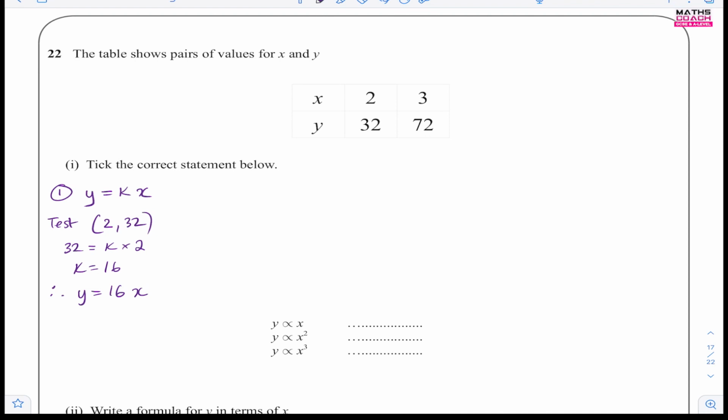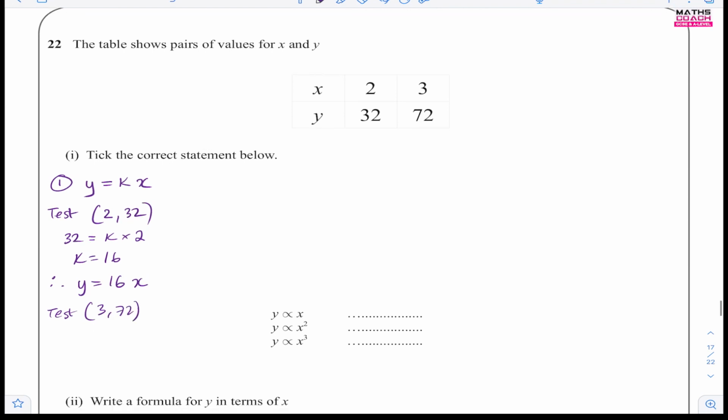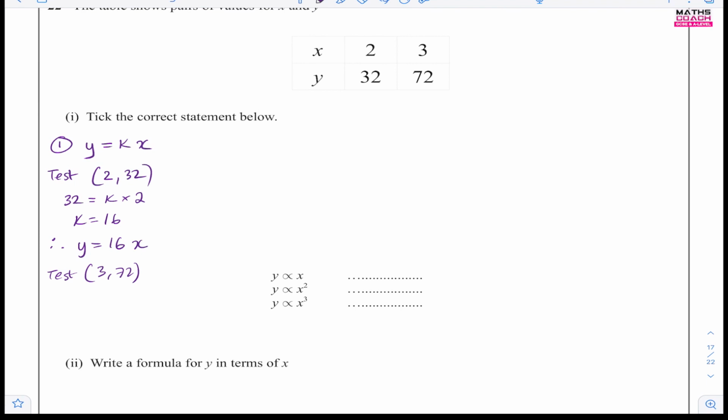Now I'm going to use that to test the second coordinate, which is when x is 3 and y is 72. So therefore, I'm going to test this using 3 and 72. Let's see if it works or not. So y is 72. Is going to be equal to 16, which is my value of k, which I found earlier, times by my x, which in this case is 3. Now, what is 16 times 3? It is 48. So therefore, it is not 72, and therefore, this is not one of my equations.